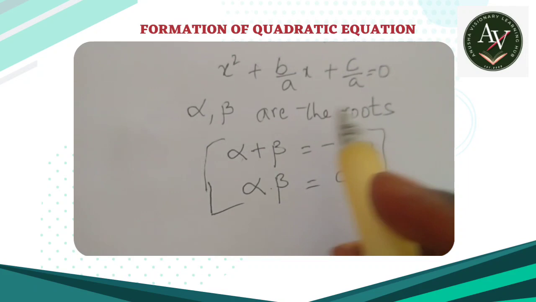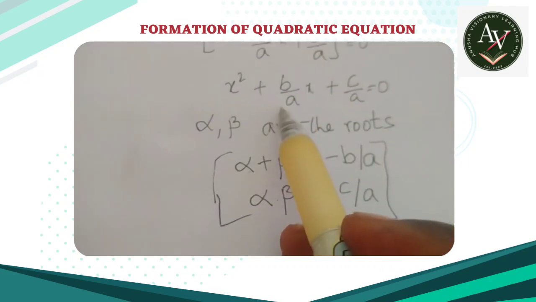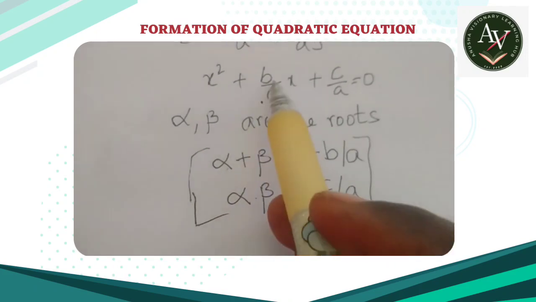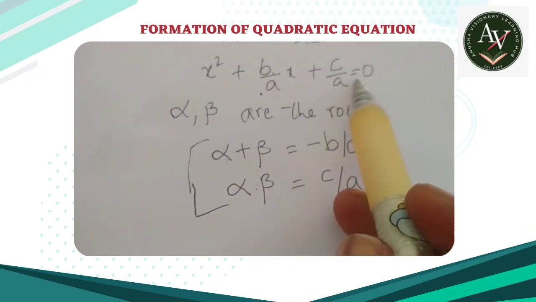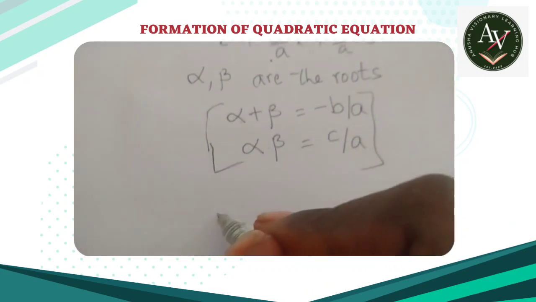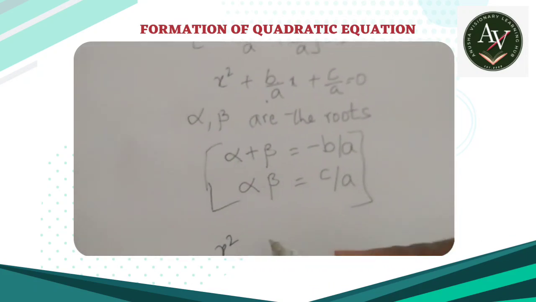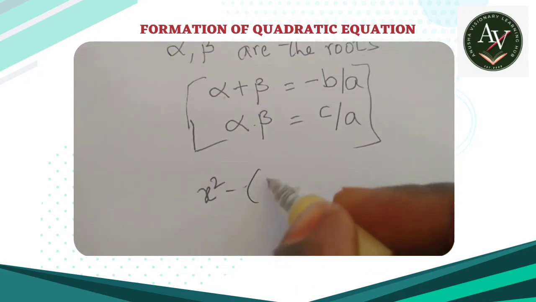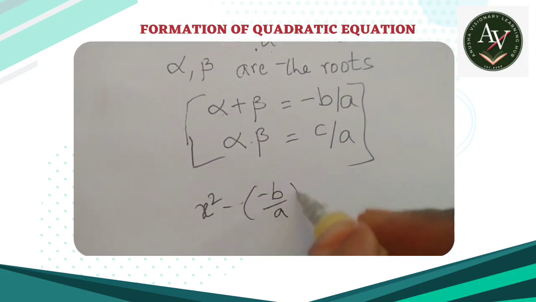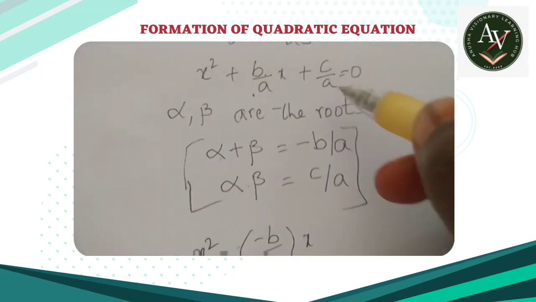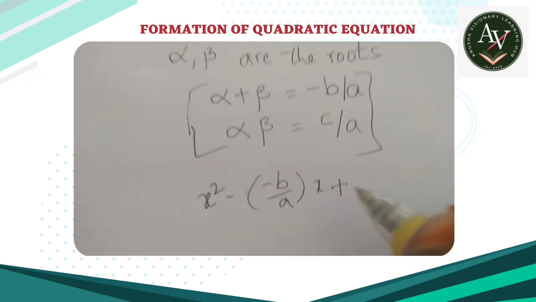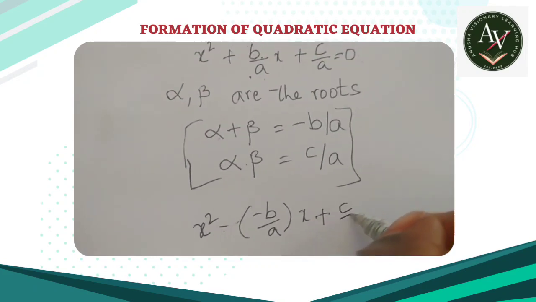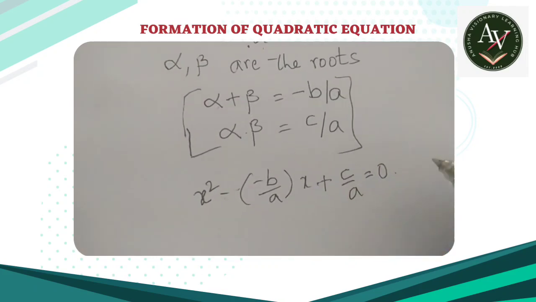So now substitute these values in the simplified format of the quadratic equation, that is x square plus b by a x plus c by a is equal to 0. So it will be changed as x square. I am just writing this plus b by a as minus of minus b by a for our convenience. Plus, there is no change, right? Minus into minus is plus. Next, c by a is equal to 0.